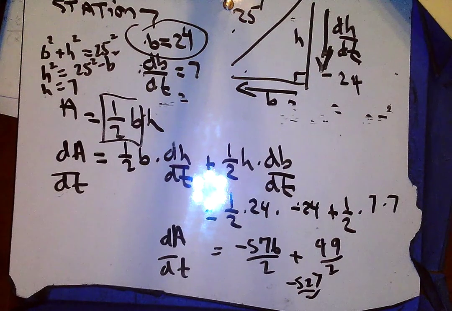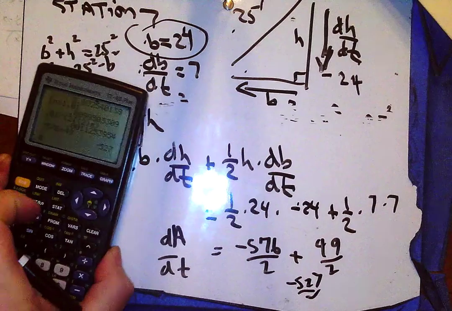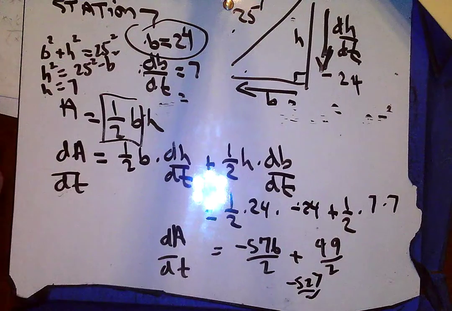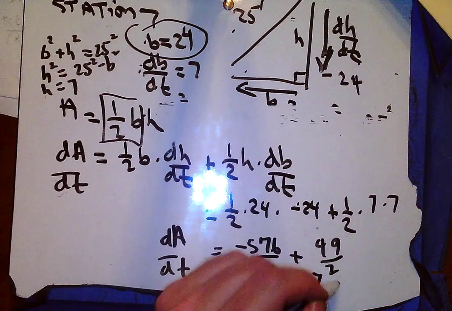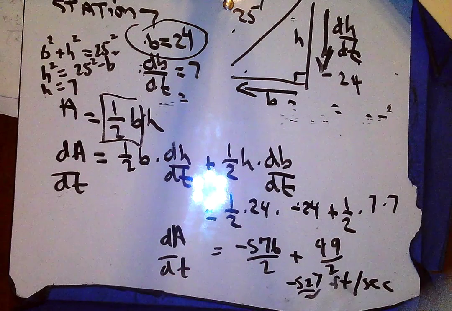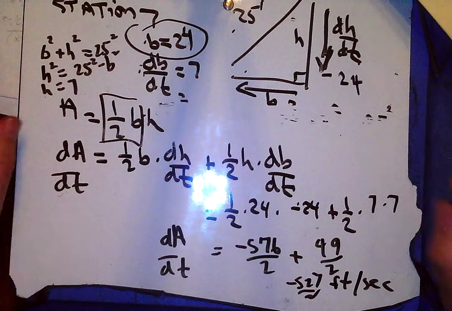And that's, I just have a version that is not a fraction. So I'm going to do 527 divided by 2. And that's exactly what I have. Good. Don't forget the units, feet per second. Okay, there's station 7. What about station 8?